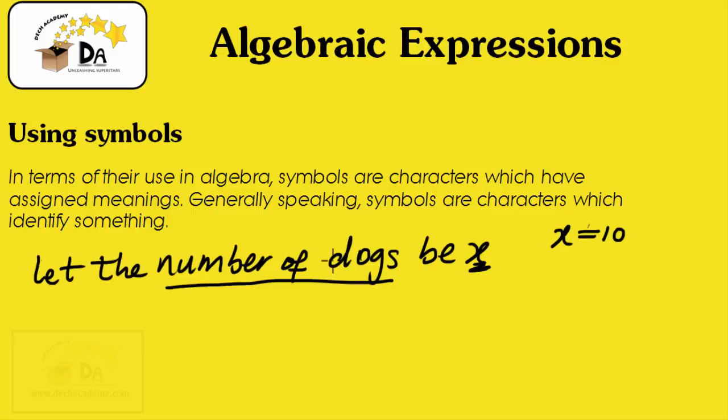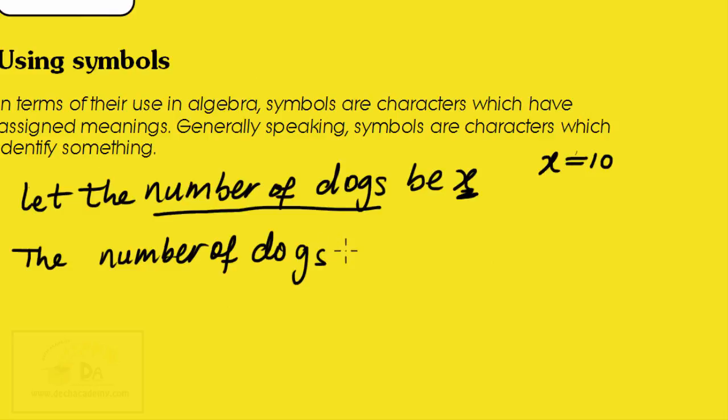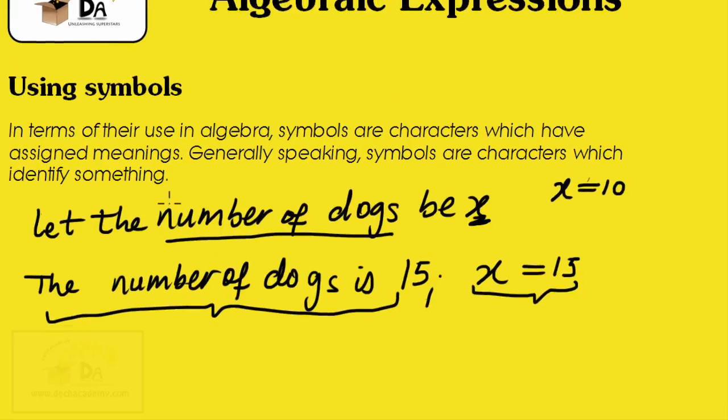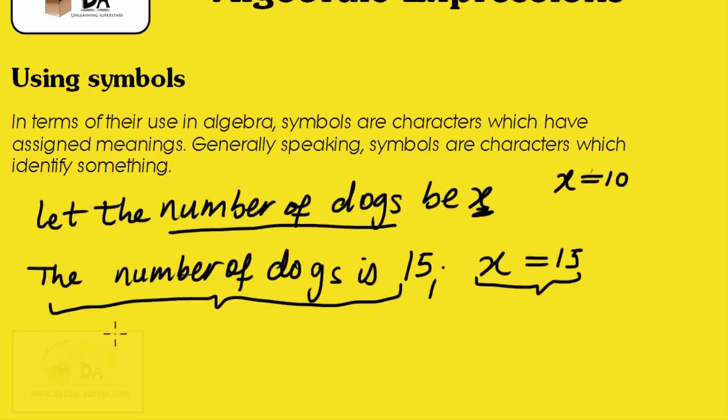That's what this means. So for instance, now if I give you a sentence, the number of dogs is 15. This sentence here can be represented as follows: x is 15. So with just 3 characters, we've represented this sentence here. So it's very convenient to use symbols to represent given situations. It saves us time.